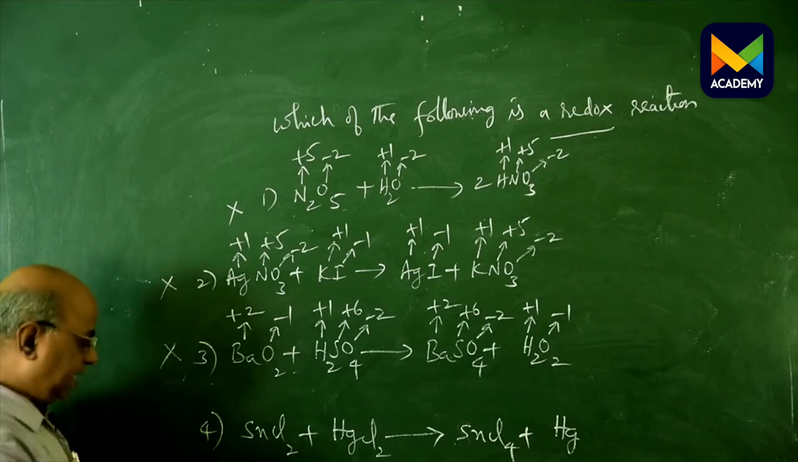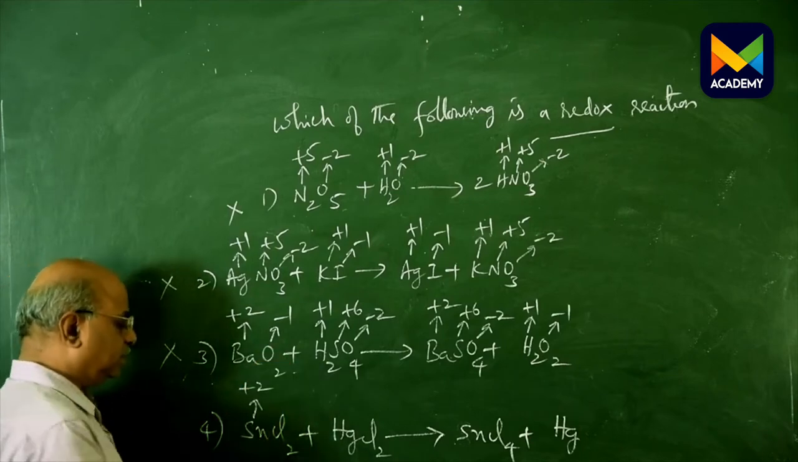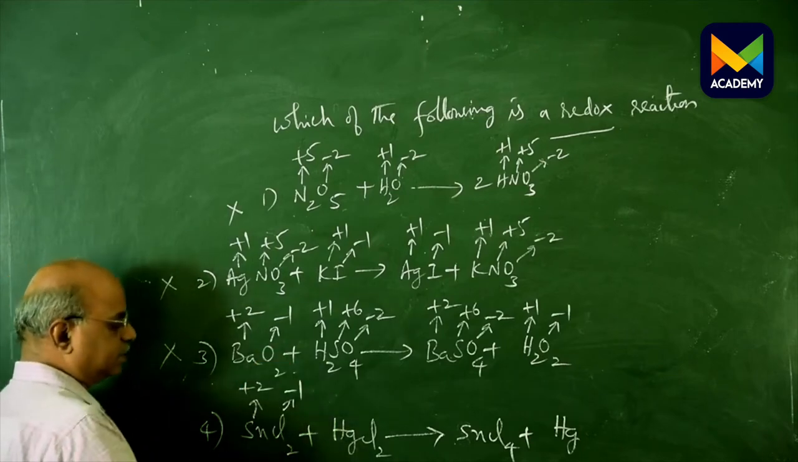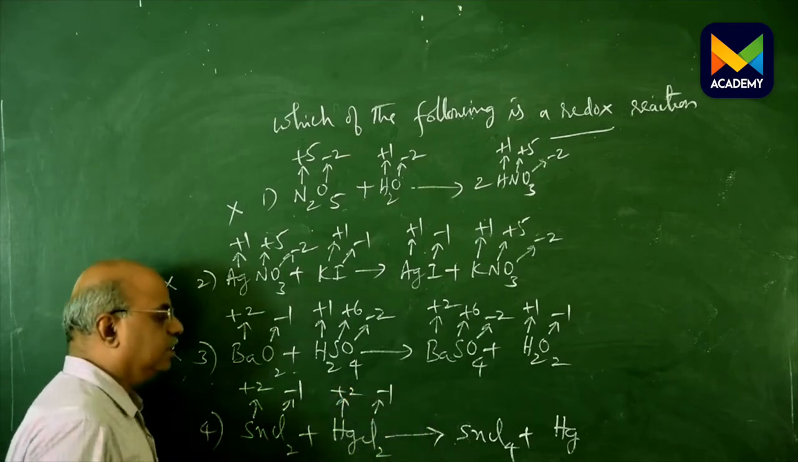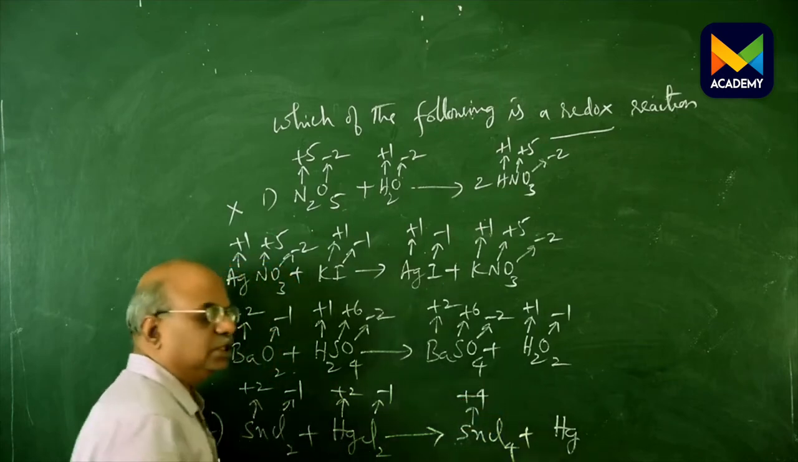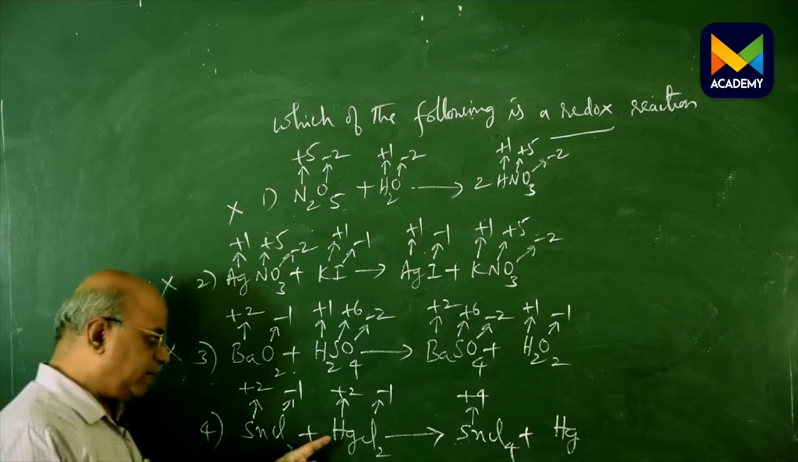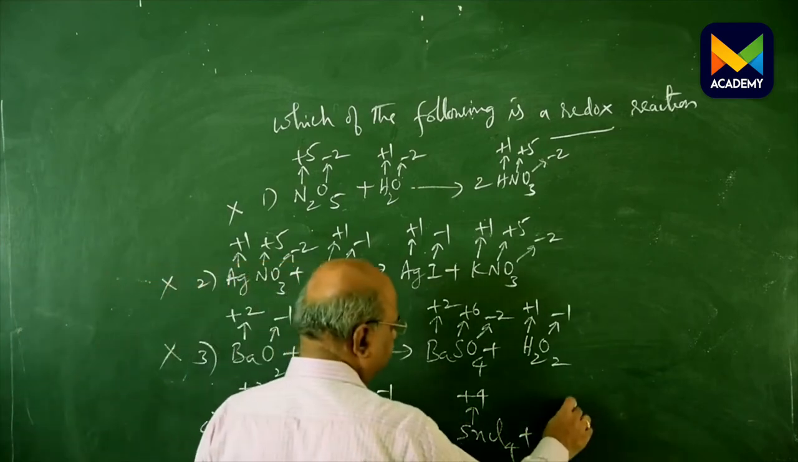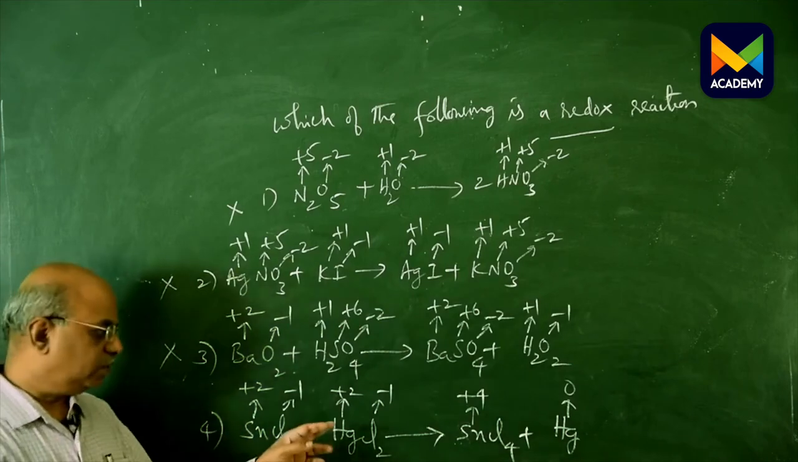check it. SnCl2, stannous chloride, Sn is in plus 2 state. Chlorine minus 1 state. Mercury plus 2 state. Chlorine minus 1. But SnCl4, this is stannic element. Therefore it is plus 4 state, stannic. Stannous plus 2 to plus 4. And mercury from plus 2 to 0. Elemental state 0. Therefore this becomes the redox reaction.